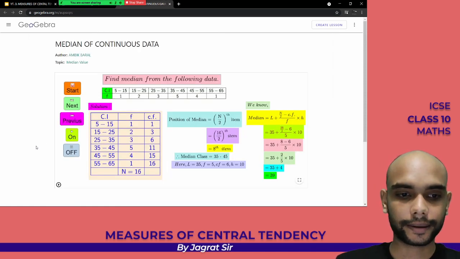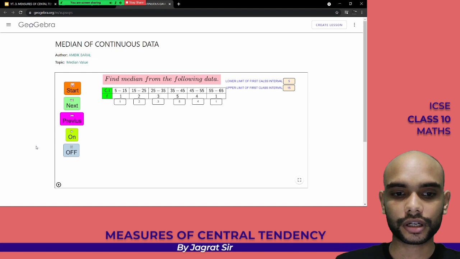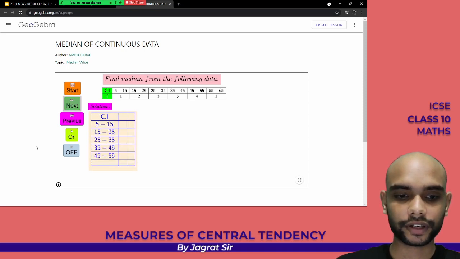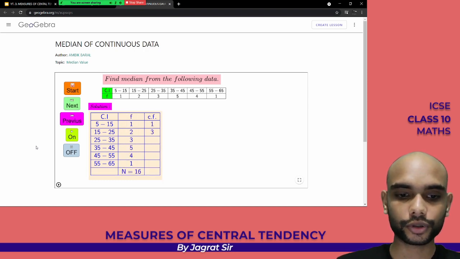Suppose this is your question, and you're given to find the median of this data. Okay, so first of all you will write the table as usual. Let's make the table. Then you will write the frequency, we add them. Then you will move on to cumulative frequency. So 1 plus 1 will be 1 only. 1 plus 2 is 3. 3 plus 3 is 6. 6 plus 5 is 11. 11 plus 4 is 15. And 15 plus 1 is 16.